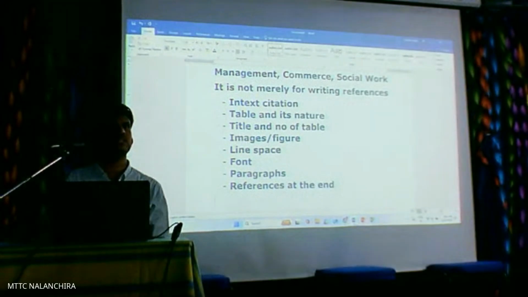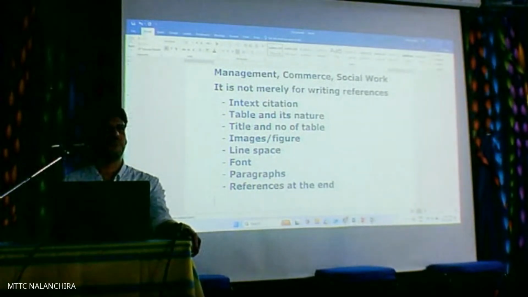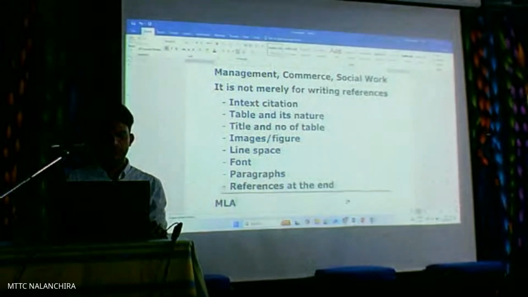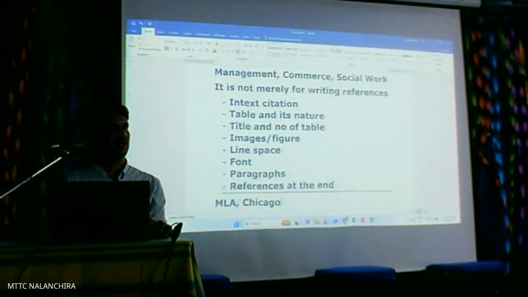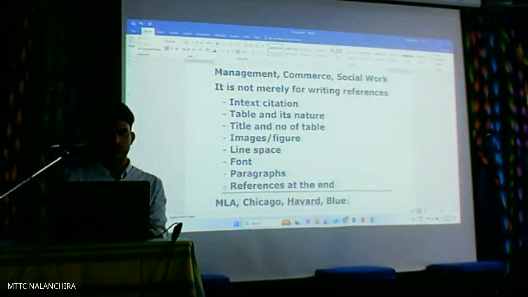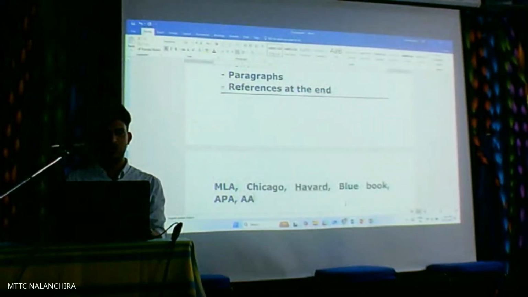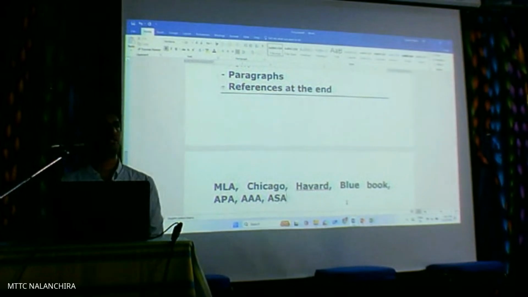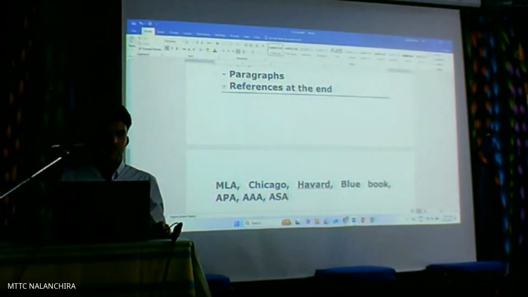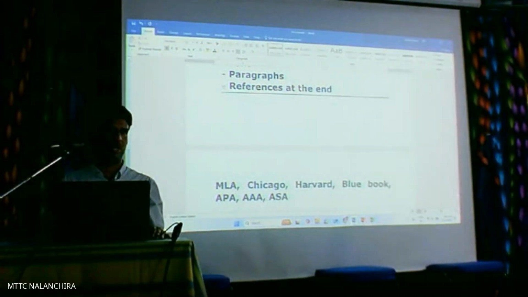This is a very serious thing. If you don't have clarity regarding the publication manual, at least see the publication manual for your subject. The MLA manual is there for language people. For social sciences, the Chicago manual and the Harvard manual are there. For law, the Blue Book is there. Blue Book is a manual for law. Others are the American Psychological Association, American Anthropological Association, American Sociological Association. All these are some of the manuals used. Many social science researchers use either the Harvard manual or the Chicago manual.